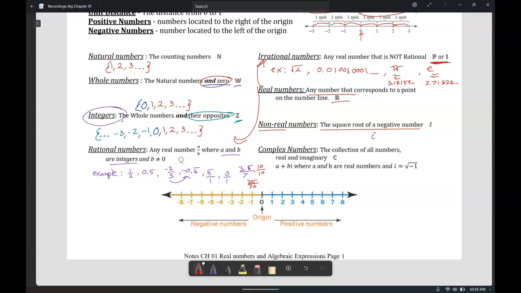Complex numbers are combined of real and non-real numbers. So every number is complex, and it goes into some deeper theorems later down the line. And we'll again talk more about complex numbers much later in chapter 7, I believe.